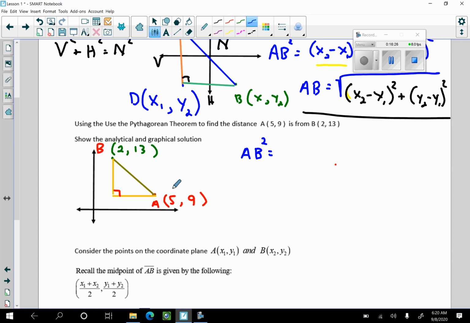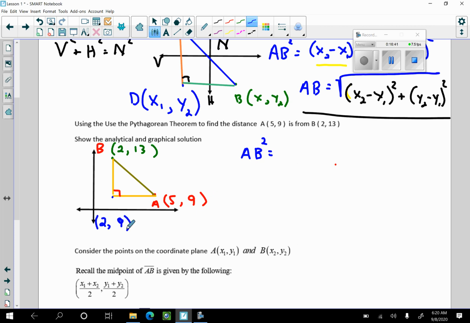Well, what point would we like to use here? What point do we need? We really need this point. Again, we need this point D. And what is that point? That point is 2, comma, same x, same y, 9.